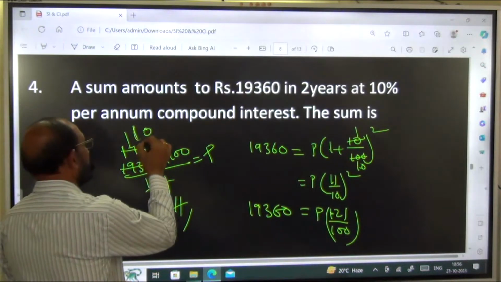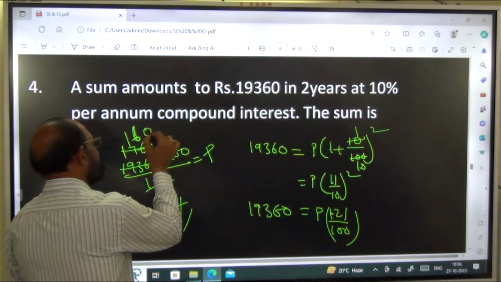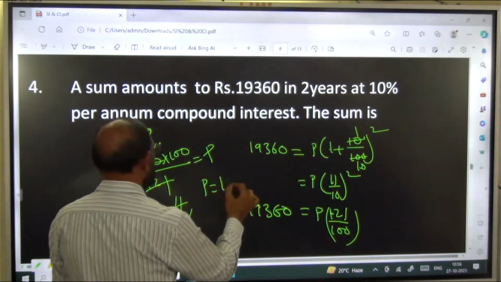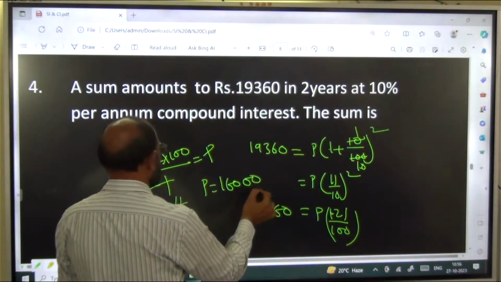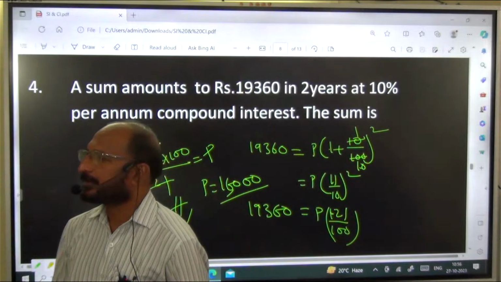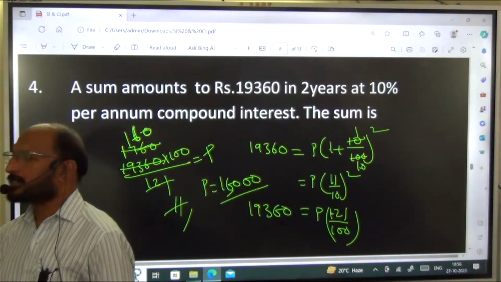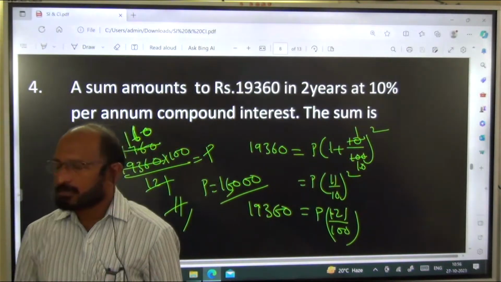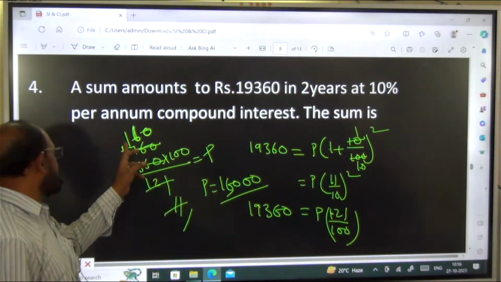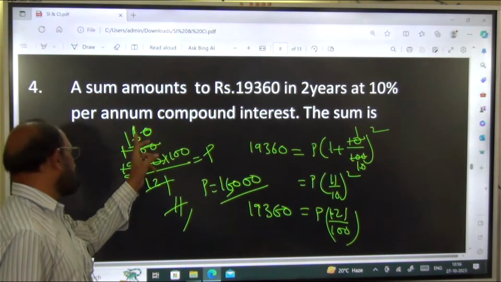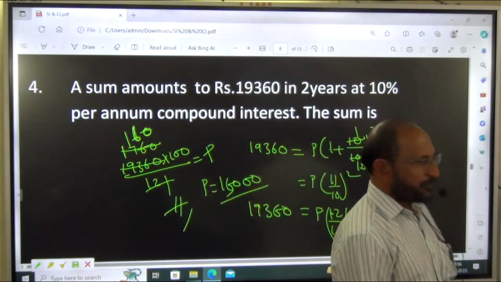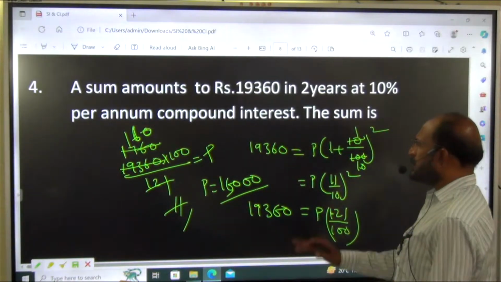11 6, sorry, 11 ones 11, 11 6 0, 160 into 100, so principal is equal to 1600, so 16,000 is the principal. Good. 160 times 100 then 16,000. 11 ones 11, then 66, so 11 6 I took that one. So easy only calculating.